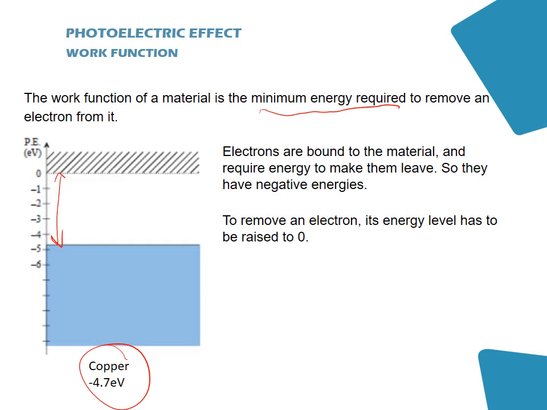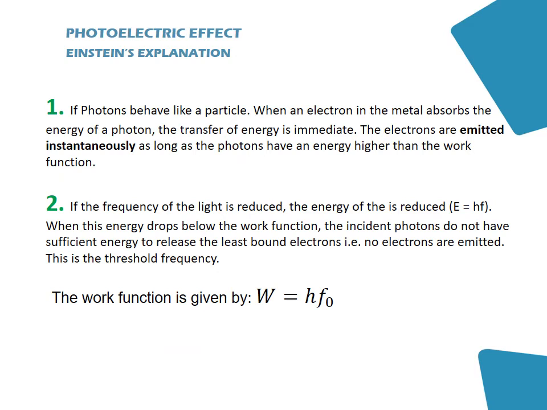If the incident photon has more energy than that, it will be able to convert the additional energy into kinetic energy. So let's expand on Einstein's explanation a little bit. About point one: if photons behave like particles, when an electron in the metal absorbs the energy of the photon, then the transfer of energy is immediate. So the electrons are emitted instantaneously, as long as the photons arriving and striking the metal have an energy that is higher than the work function of the metal.